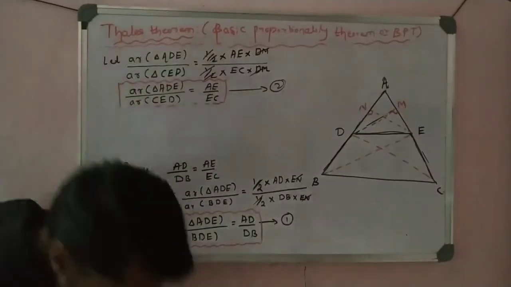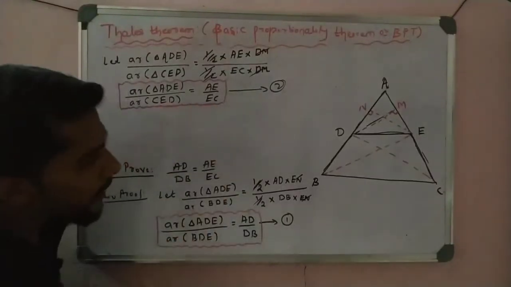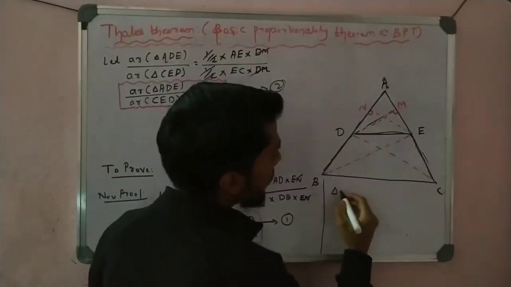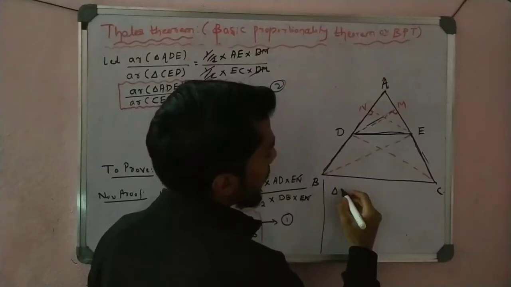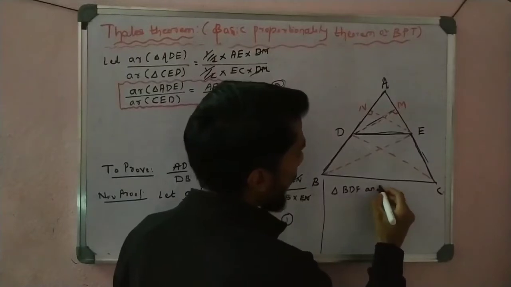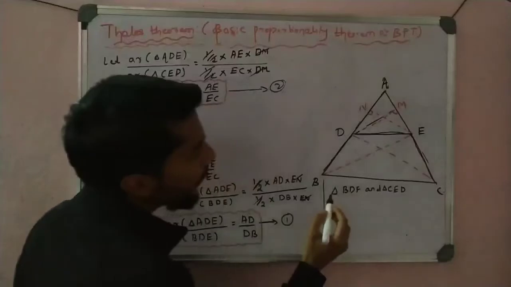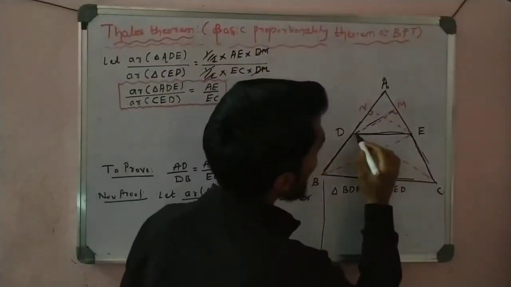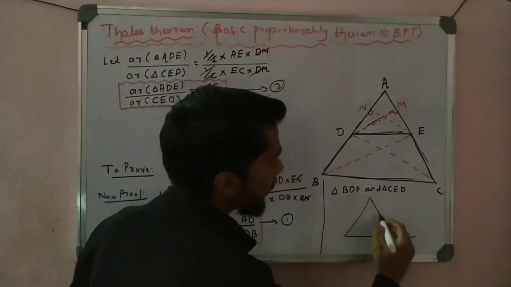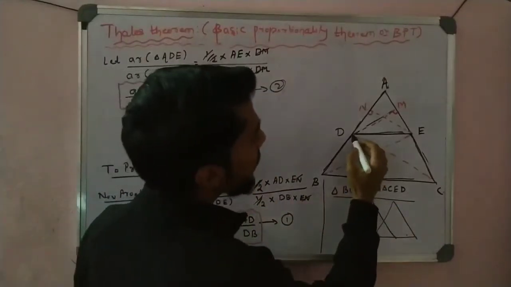See here, what is that? Check this triangle. I can take triangle BDE and triangle CED, which are having the same parallel. Both triangles have the same parallel, like that.